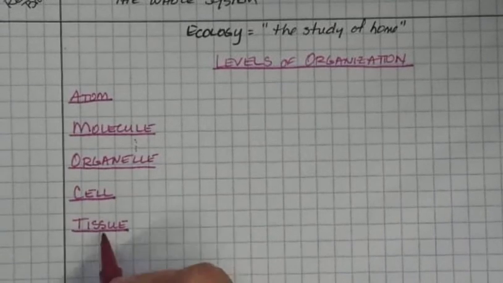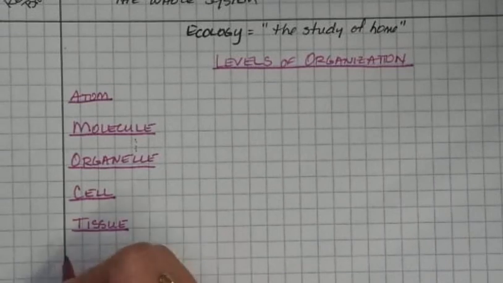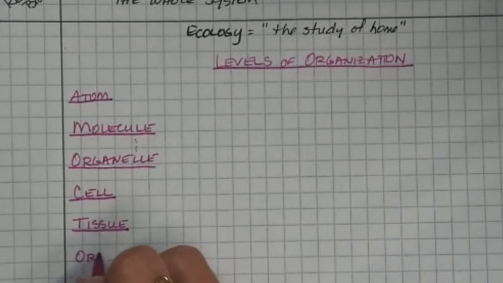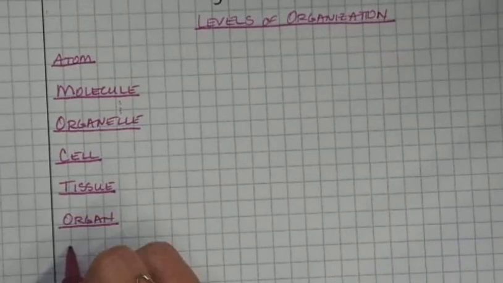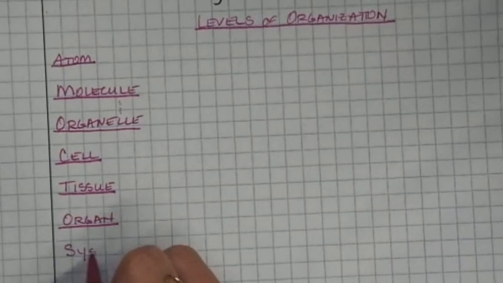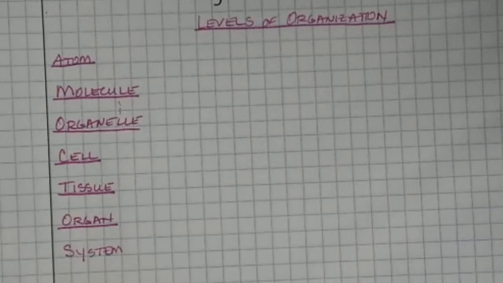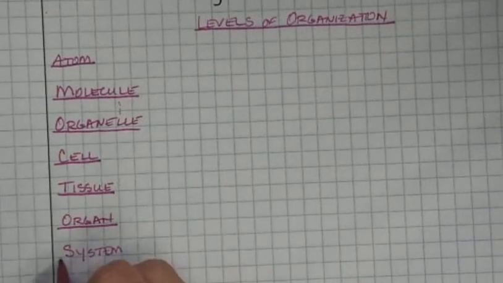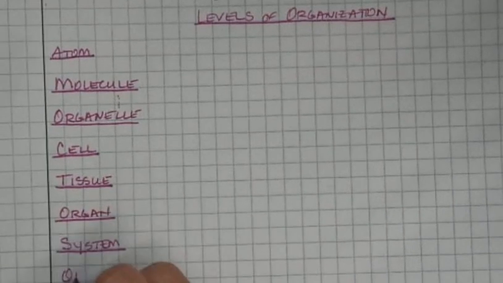And then if we have tissues that are similar, working together to perform a function, then we have an organ. You guys should be recognizing them. If we have two or more organs working together to perform a function, we have an organ system, or just a system here. And then we can continue on. Think about all the systems that are in the human body. If we have all those organ systems functioning together, we have an organism.